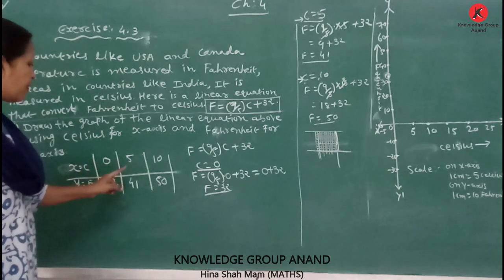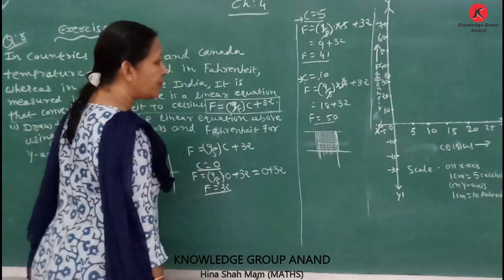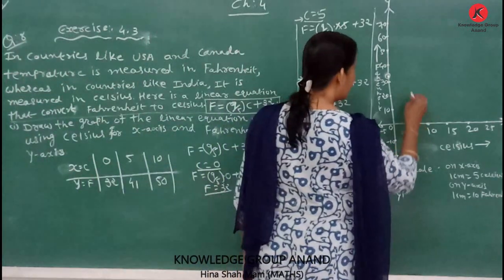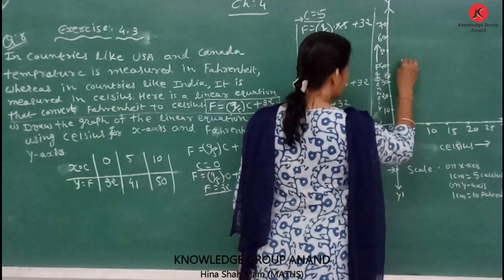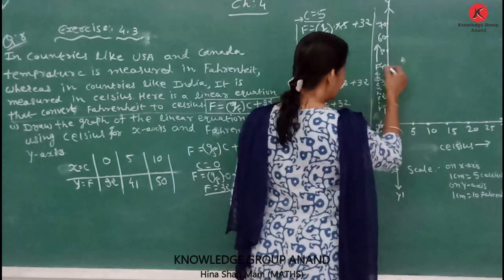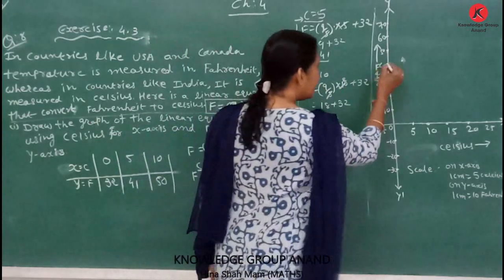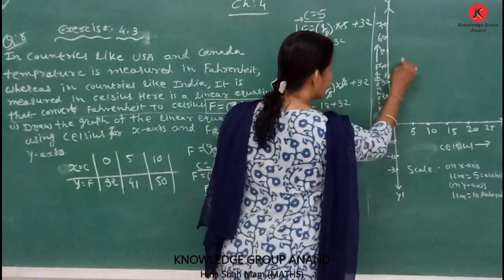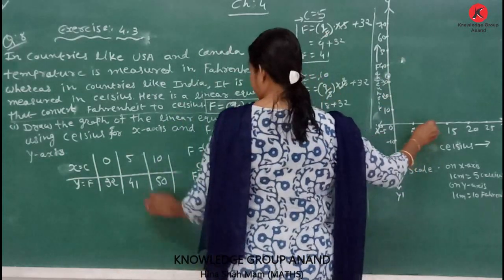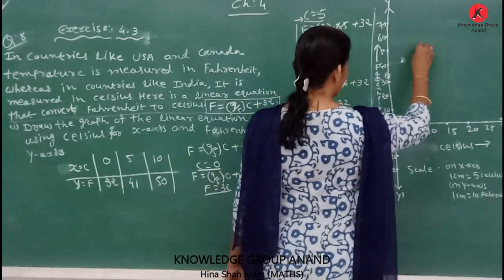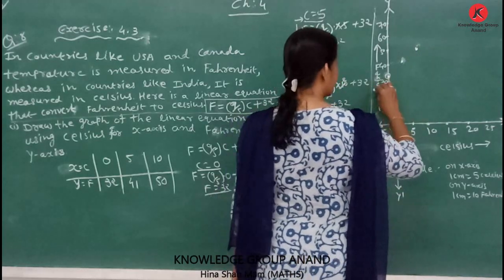Second point, 5, 41. Celsius is equal to 5, then we take 41. 40 and 1 is here. Point, like in one box, you take the point. 5 and 41 intersect each other at this point. It is called 5, 41. Then 10, 50, here 50. This is our graph.